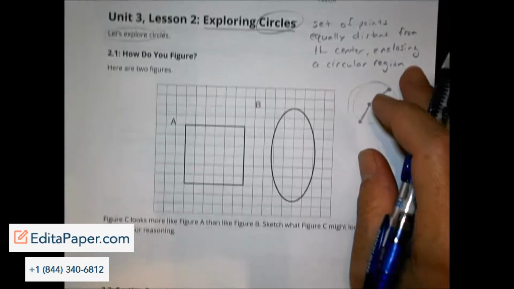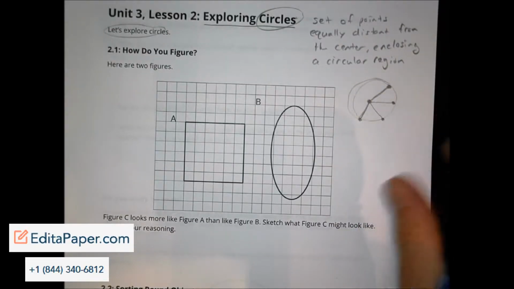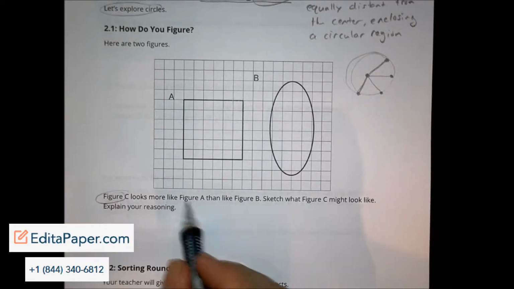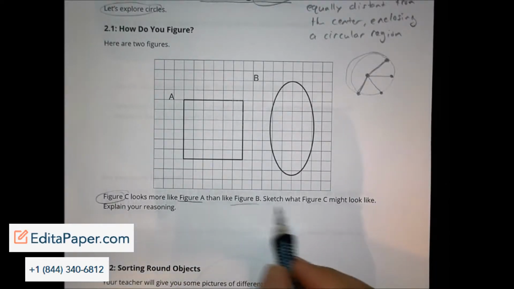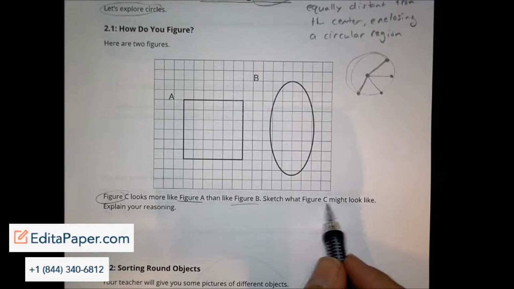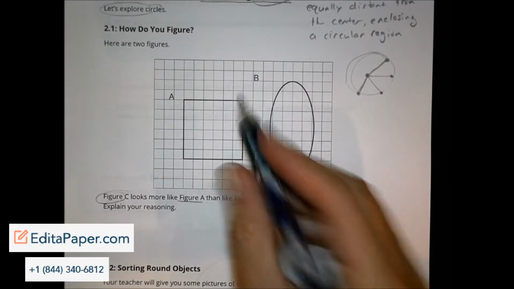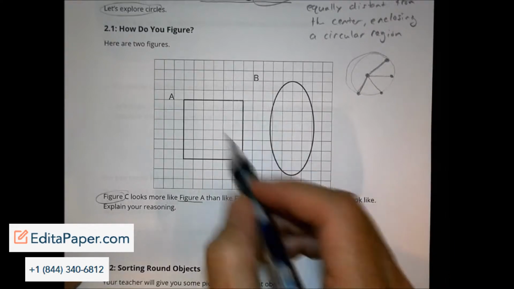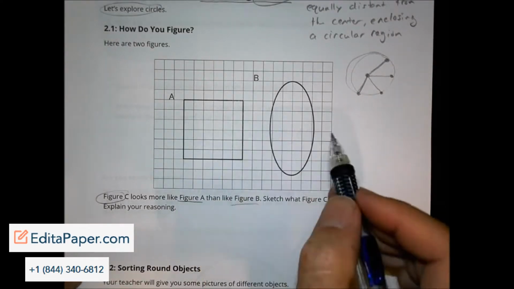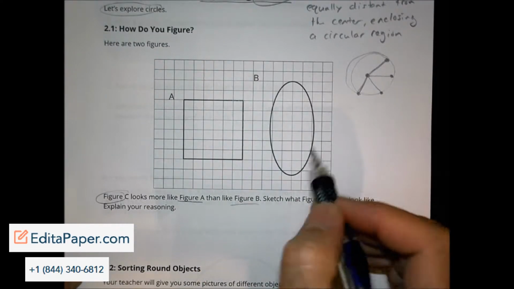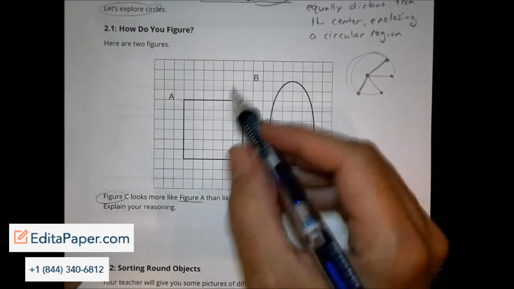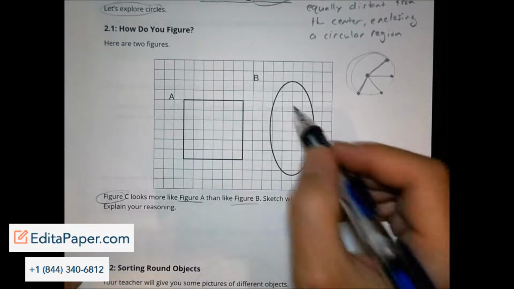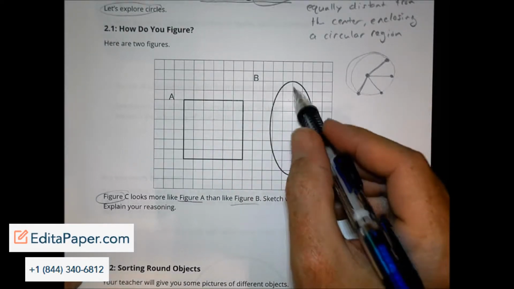You began by exploring a couple figures here that said here are two figures, and it said that there was a figure C that looks more like figure A than figure B, and to sketch what figure C might look like. All right, and there's no really right or wrong answer here. You're just kind of looking at, well, I have one that's a little bit like A and less like B. Well, probably what we're going to talk about is something that might be maybe it's a little more curvy than A, but so it's a little bit like B, but it's maybe not as skinny.